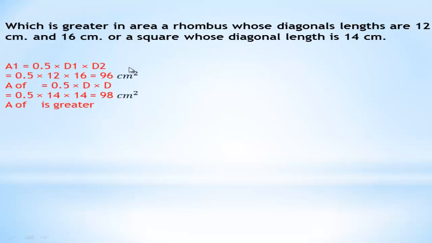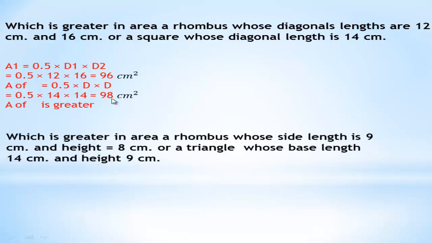Fine. Area 1, which is the area of rhombus, is half time d1 time d2, half time 12 times 16 equals 96 centimeter square. Number 2, the area of square is half time d time d, then half time 14 time 14 equals 98. So which number is greater? Come on primary 5, who is it? 98, the area of square, or 96, the area of rhombus? So the area of square is greater than the area of rhombus.